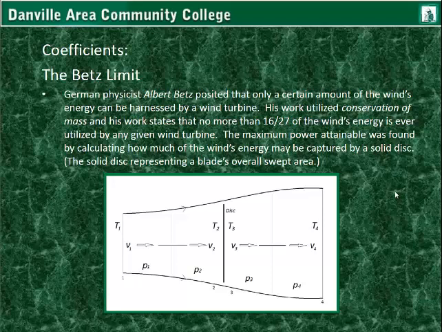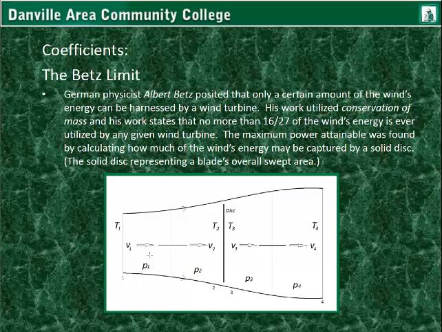The Betz limit. German physicist Albert Betz posited that only a certain amount of the wind's energy can be harnessed by a wind turbine. His work utilized conservation of mass, and his work states that no more than 16/27 of the wind's energy is ever utilized by any type of wind turbine. The maximum power attainable was found by calculating how much of the wind's energy may be captured by a solid disk, and the solid disk represents the blade's overall swept area. Since the blades can't actually occupy the area all at one time, we know that the power that's attainable by a wind turbine is less than 16/27.